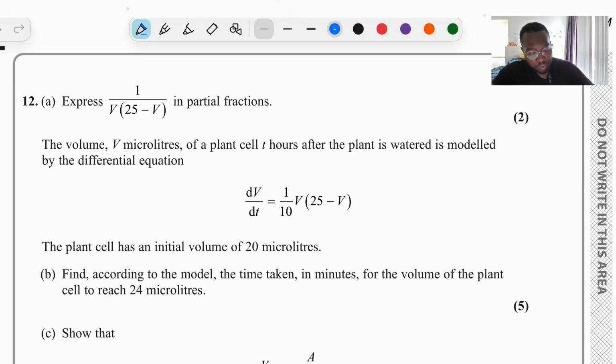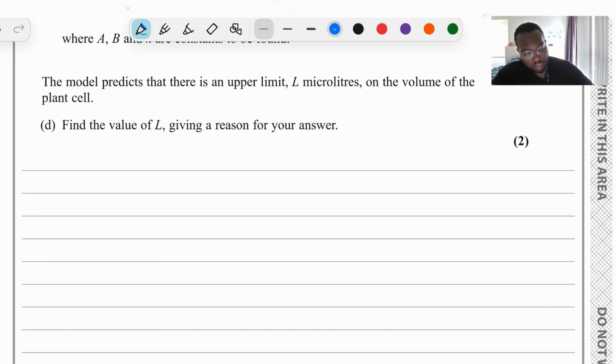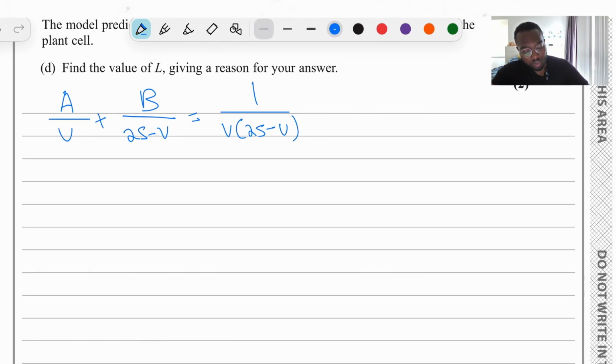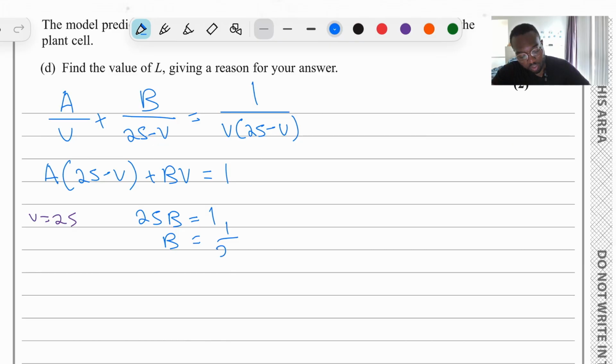So for 12a, we just need to express 1 over v(25 minus v) in partial fractions. So to do that, that means that we have a over v plus b over 25 minus v, and that must equal 1 over v and then 25 minus v. If we cross multiply, we get that a times 25 minus v plus bv must equal 1. So if we make v 25, that cancels out the a, we're left with 25b is equal to 1. Therefore b is equal to 1 over 25.